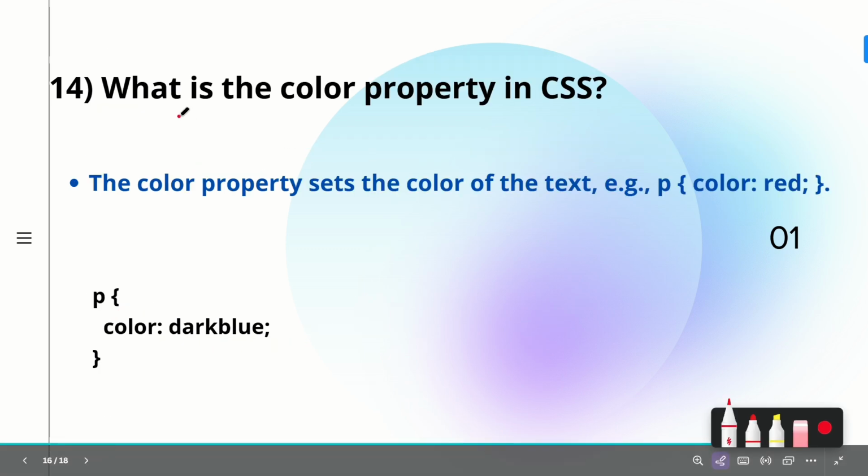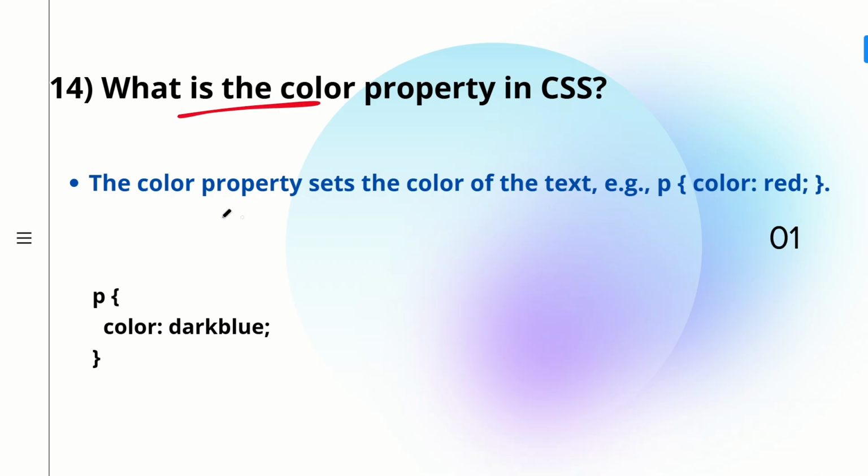Now our 14th question is, what is the color property in CSS? The color property sets the color of the text. In the example, you can see that for all the paragraph elements which you have, their color will become red. For text color, we don't have a specific property like text-color. There is nothing like that. You can just make use of the word color, and color implies the color of your text, so you need not write anything like text. You can just make use of the simple word color.